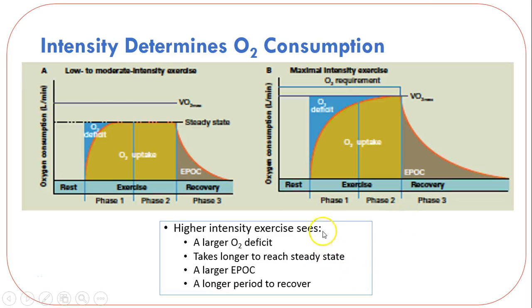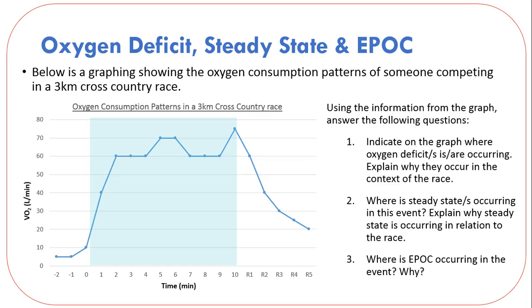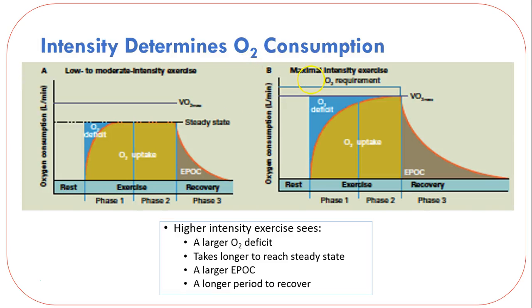So pretty much if we're working at higher intensity exercise, we have a larger oxygen deficit and it takes longer to reach steady state. We have a larger EPOC, which means it's going to take us longer to recover from that exercise bout. If we're looking at our consumption patterns across a 3-kilometre race, this is when it doesn't follow that neat pattern that we've got in these sorts of graphs.